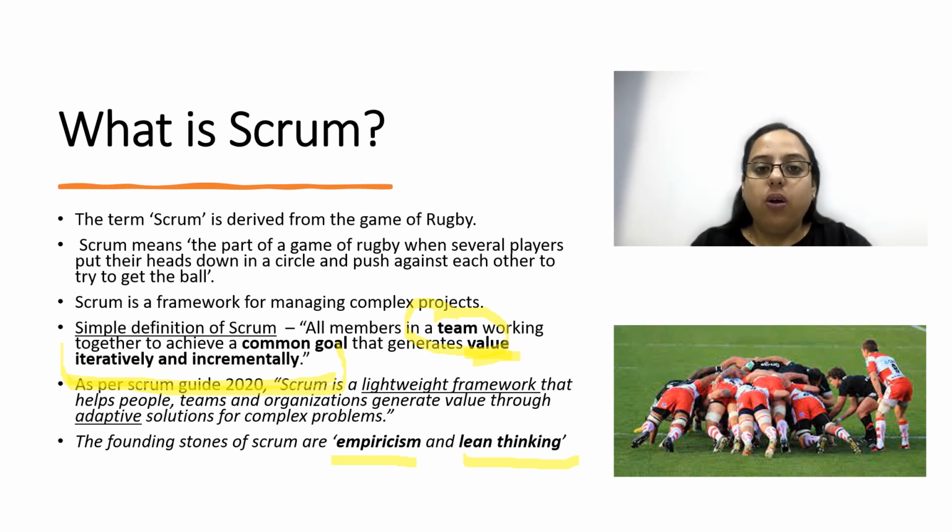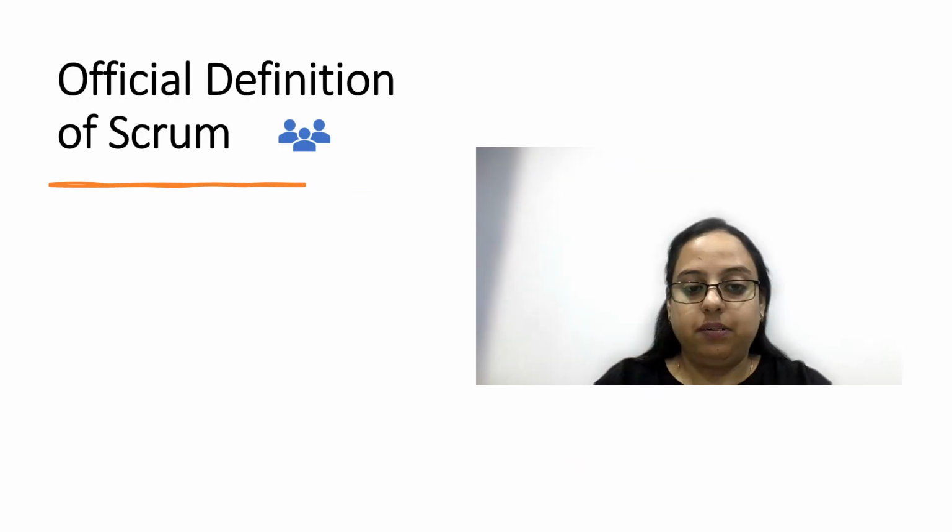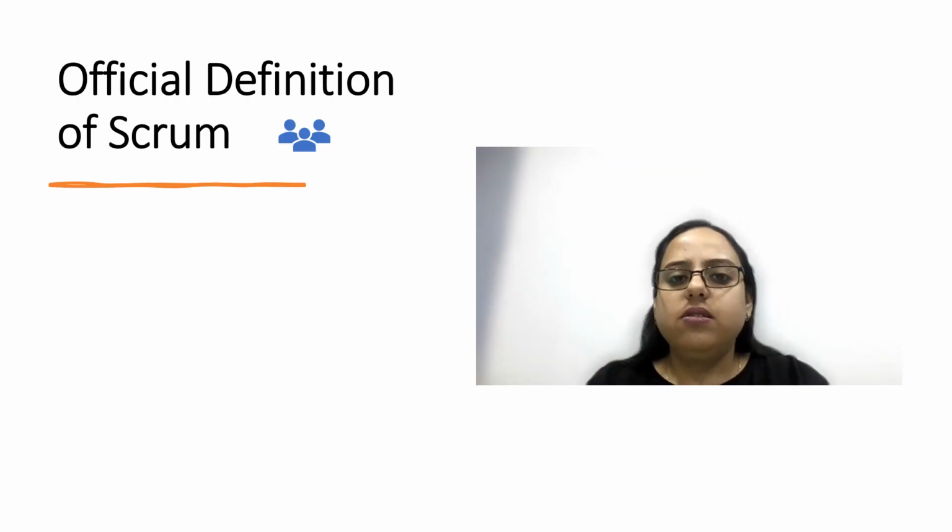So at all times the Scrum teams try to function based on these two concepts, empiricism and lean thinking. All right, let's talk about the official definition of Scrum.